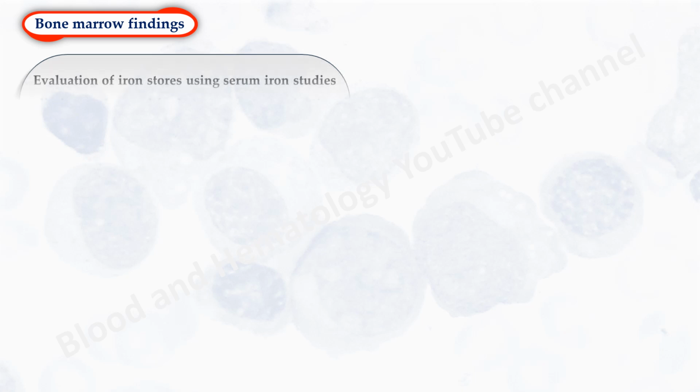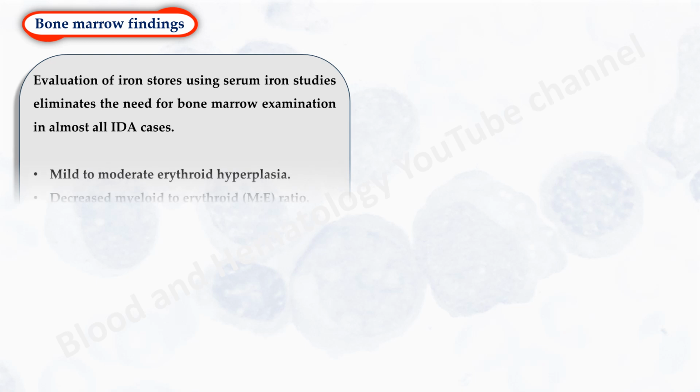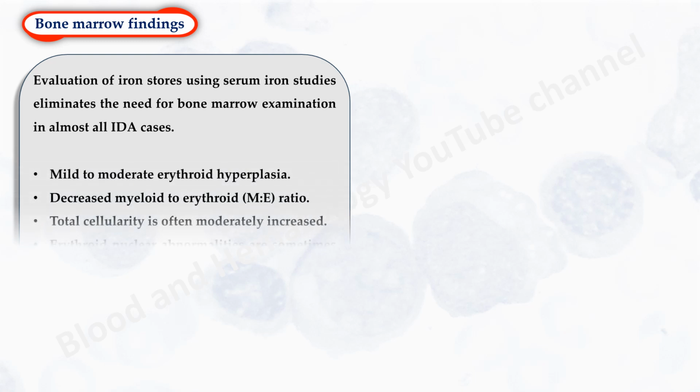Evaluation of iron stores using serum iron studies eliminates the need for bone marrow examination in almost all iron deficiency anemia cases. The bone marrow shows mild to moderate erythroid hyperplasia with a decreased myeloid to erythroid ratio. Total cellularity is often moderately increased.